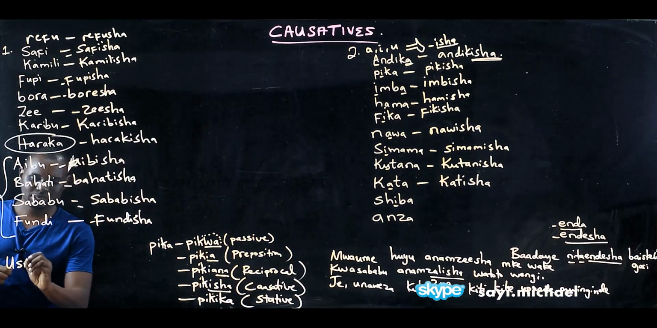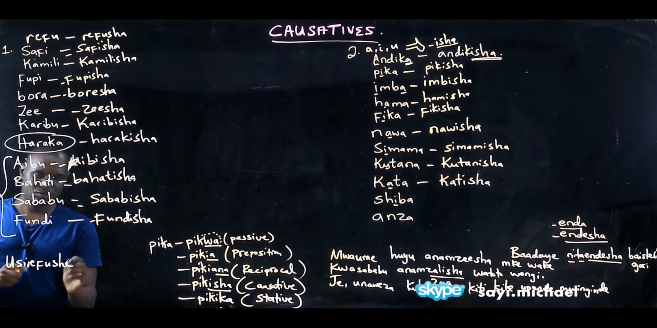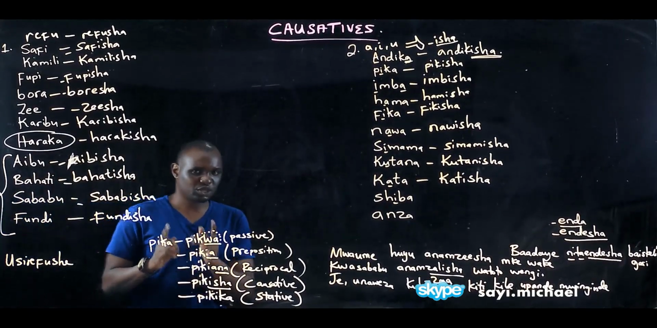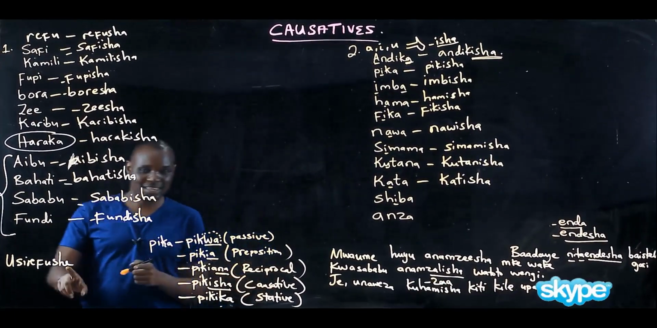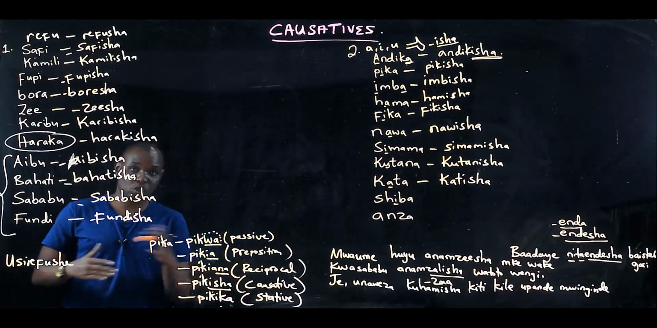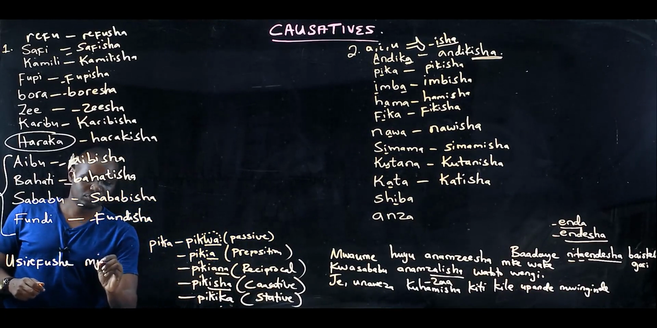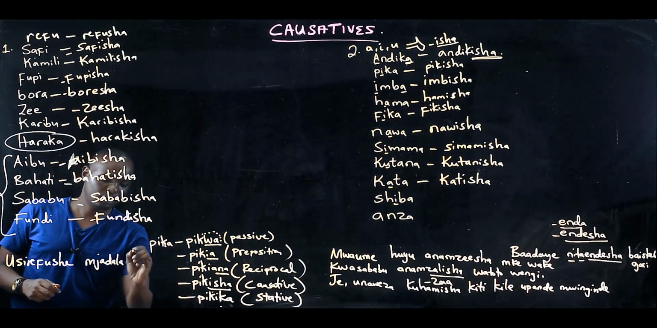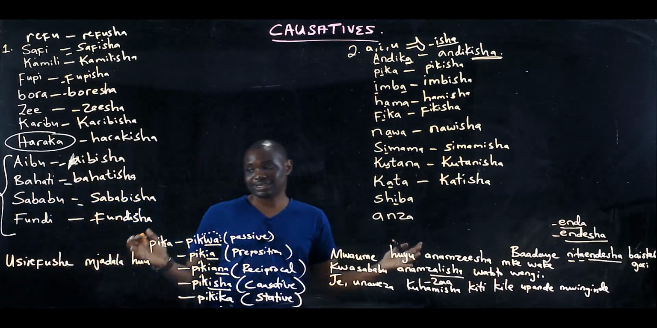Let me write this sentence. Don't refushe. You know subjunctive, right? So I put e here because this is negative subjunctive. So don't. Usirefushe mjadala huu. Don't prolong this discussion.